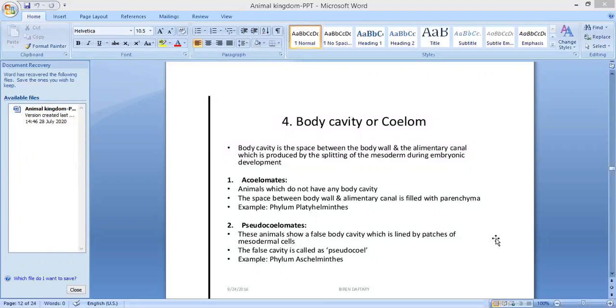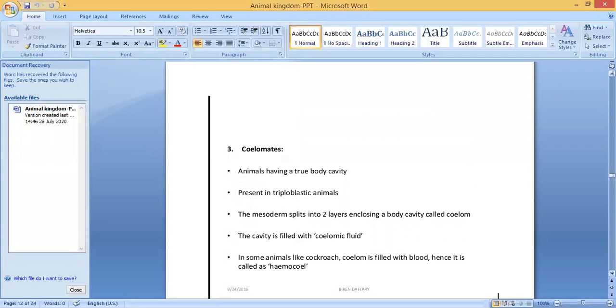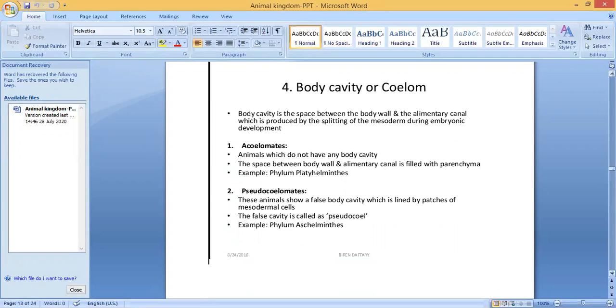But there are three types of coelom. One is acoelomates. Second, pseudocoelomates. Third one is coelomates. Okay, from that I hope you will understand. A means absent: coelom or body cavity absent. I'll teach you in a detailed way.